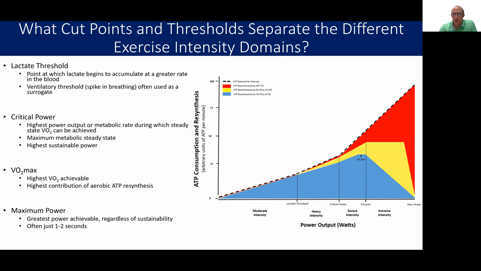Whoa, this diagram's bad, guys. Sorry, let me relabel this. The blue is oxidative phosphorylation of carbohydrates or fats. This is just aerobic metabolism. Sorry for the error.